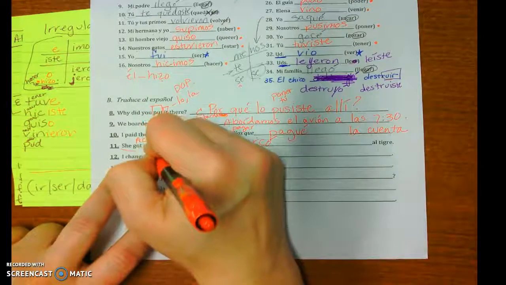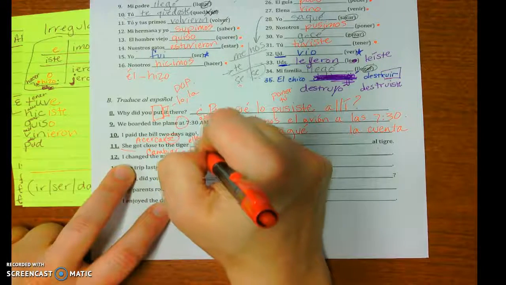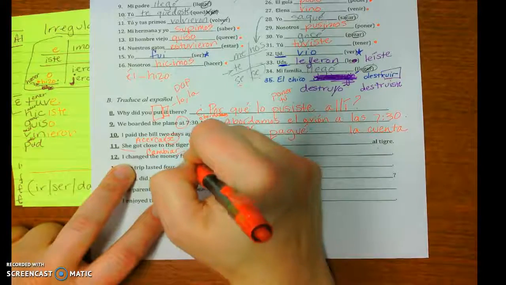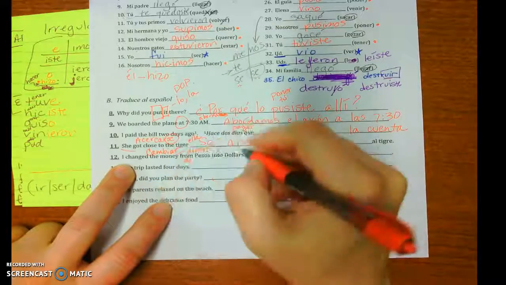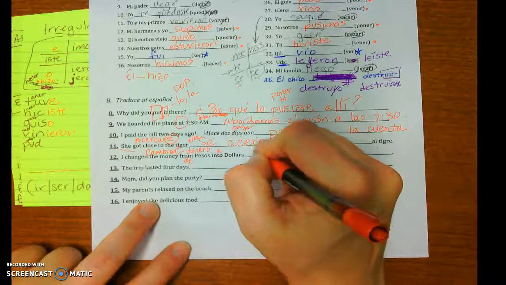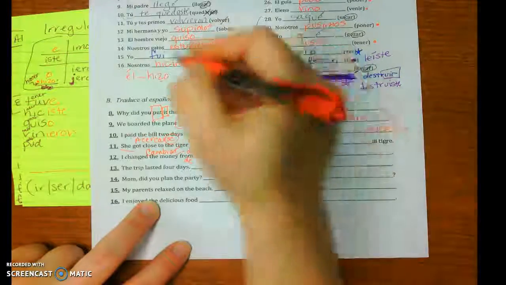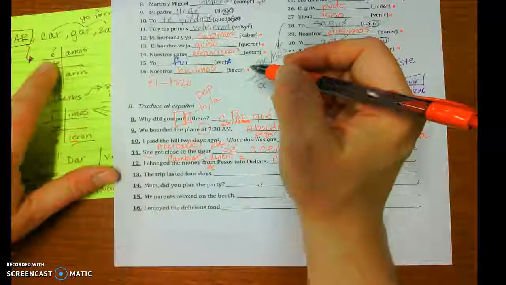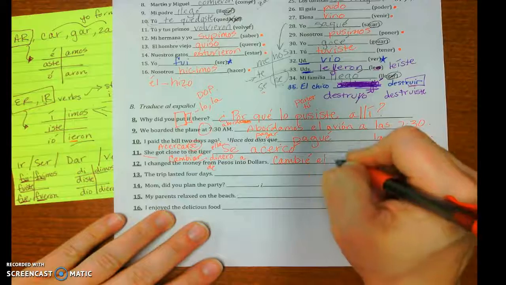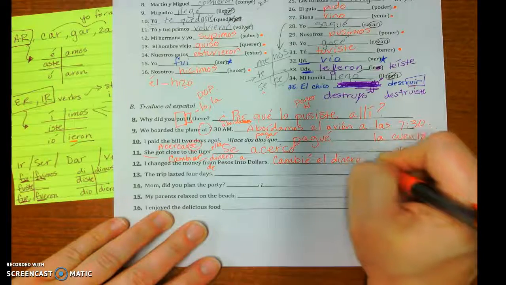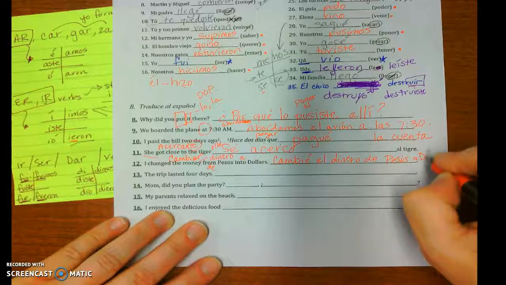Next. I changed the money from pesos into dollars. So to change is cambiar. Money is dinero. From is de, and into is a. So how do I put cambiar in the yo form to say I changed? Cambié. All I did was take off the AR ending, cambi, and then I put the regular AR verb ending in the yo form on it. So cambié el dinero de pesos a dólares.